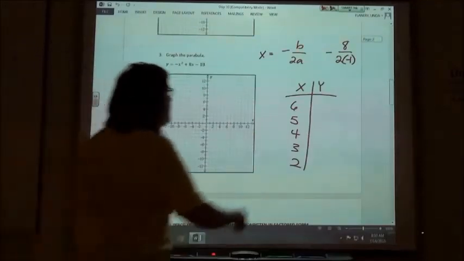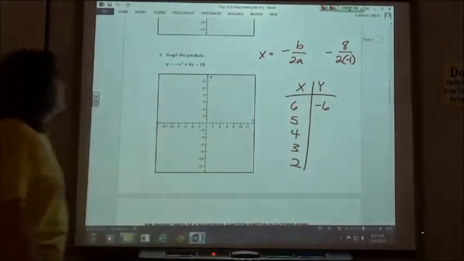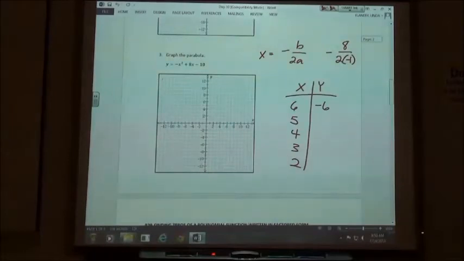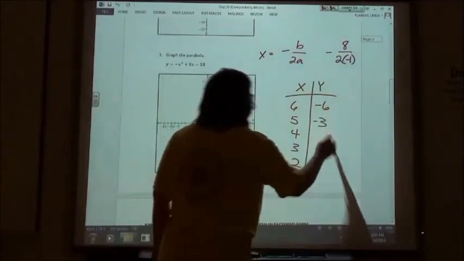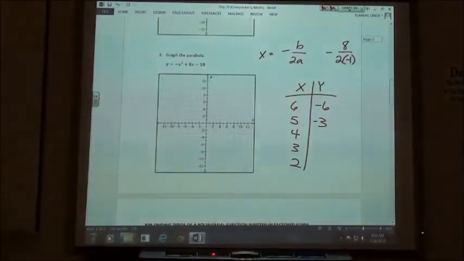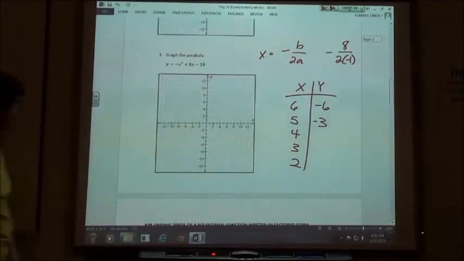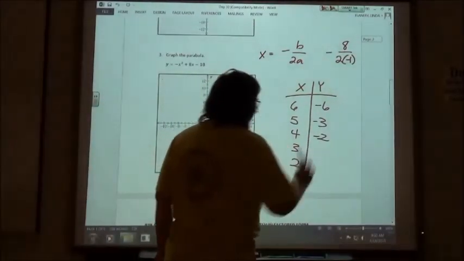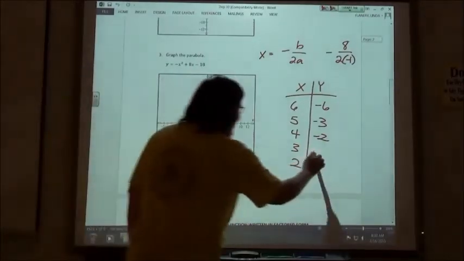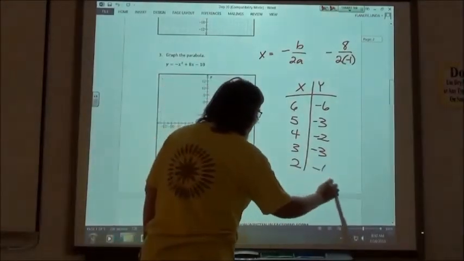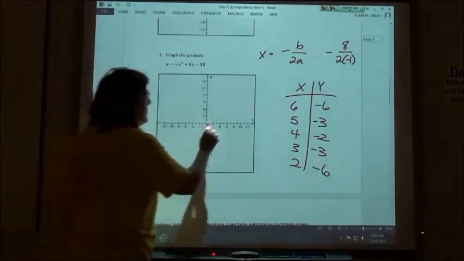Negative 6. Five in for x, negative 3. 4 in for x, negative 2. 3 in for x, negative 3. And 2 in for x, negative 6. Should look something sort of like that.